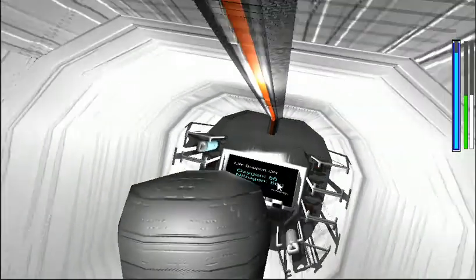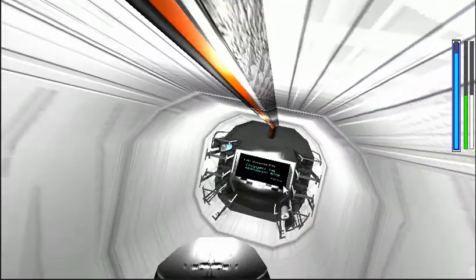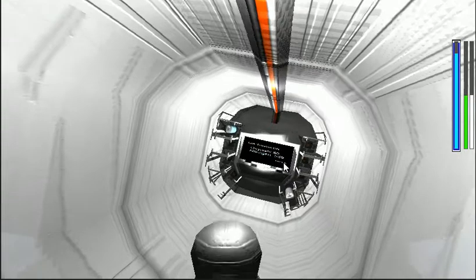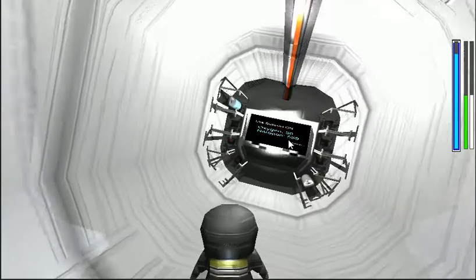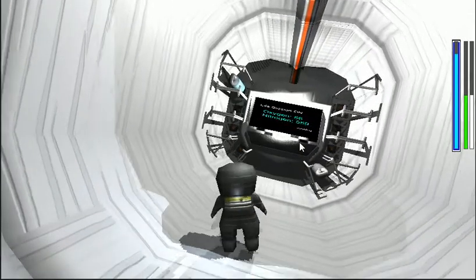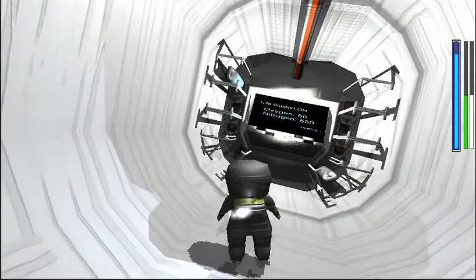Alright. So there we are. We now have filled the area with life support, and you can see that we have oxygen 56 and nitrogen 559, so that's what's left in those tanks.